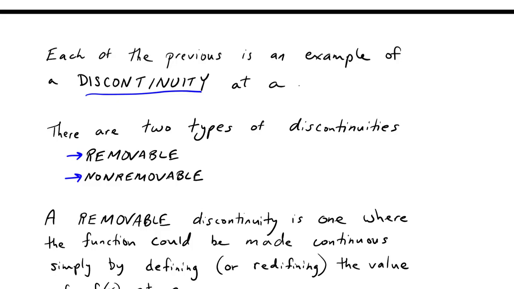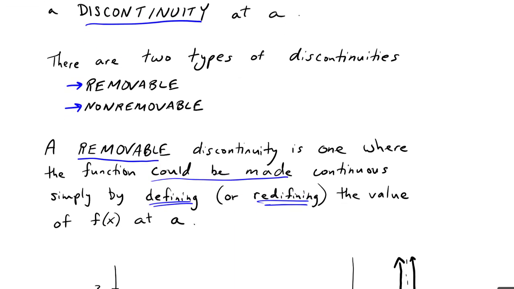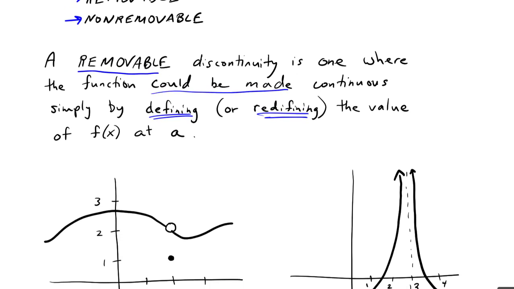So basically, a nice definition of what removable or non-removable is, is kind of a game that you're asked to play. You're asked to look at the situation and say, if you had the chance to either define the function at one point or redefine the function at one point, could you make it continuous? If you can, it's removable. If you can't, it's non-removable. So a removable discontinuity is one where the function could be made continuous simply by defining or redefining the value of f of x at a.